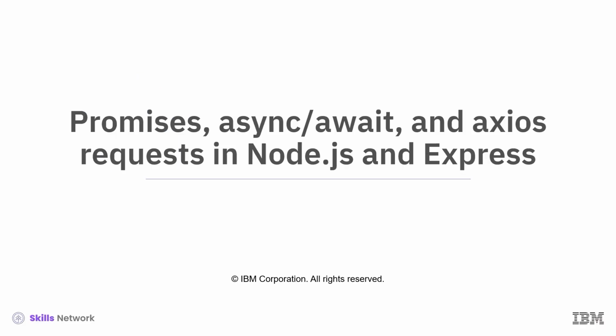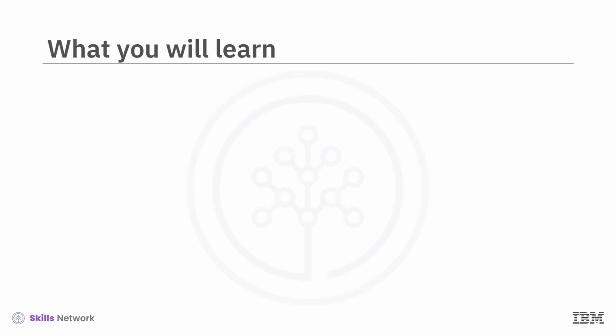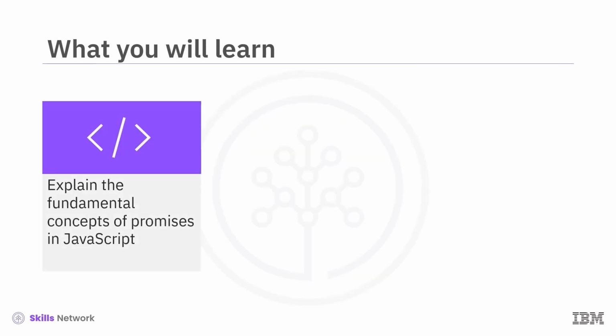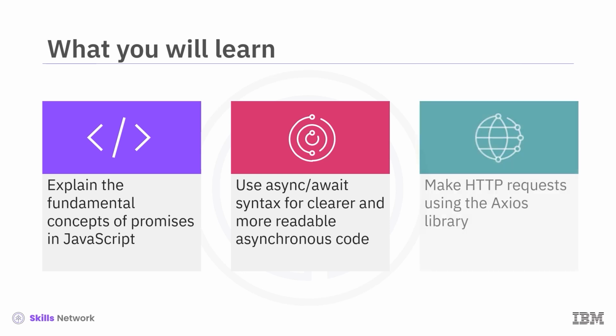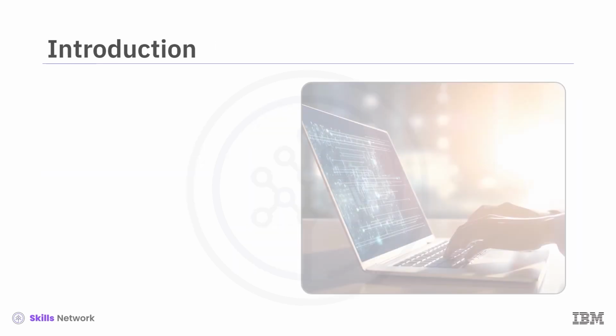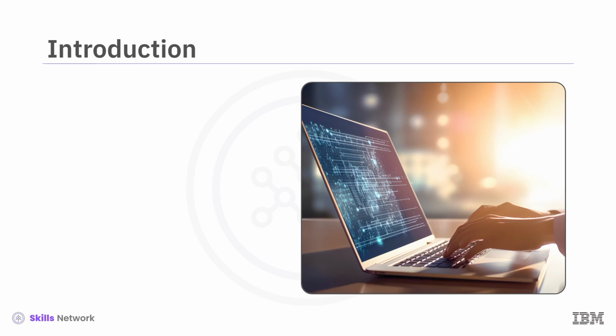Welcome to this video that delves into the core concepts of handling asynchronous operations with promises, async, await, and Axios in Node.js and Express. After watching this video, you will be able to explain the fundamental concepts of promises and how they chain operations in JavaScript, use async/await syntax for clearer and more readable asynchronous code, make HTTP requests using the Axios library.